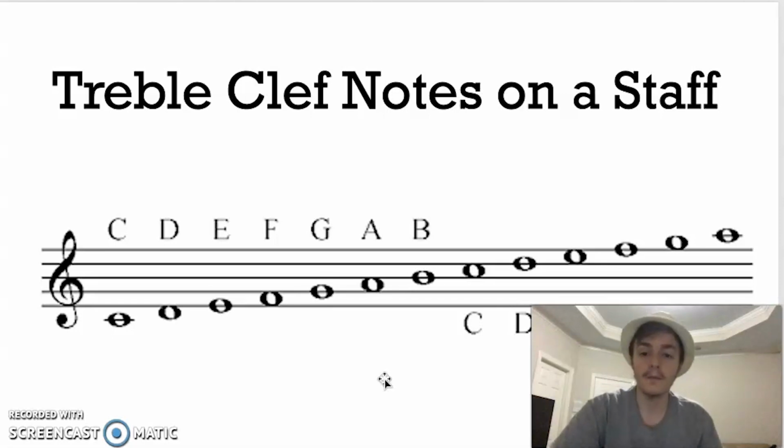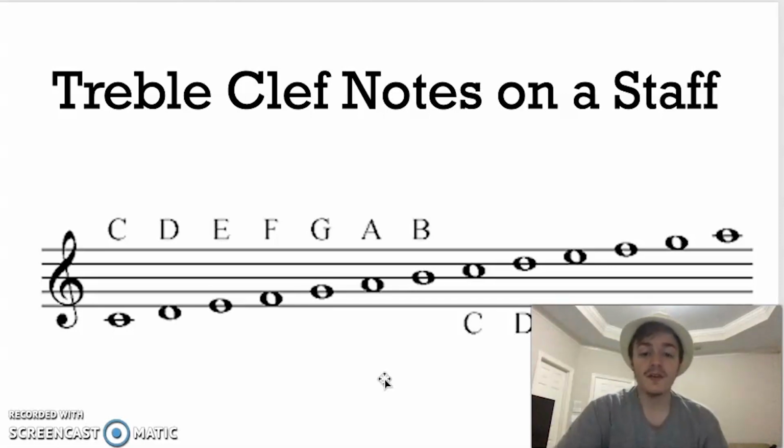Now you can come up with many different mnemonic devices to help you figure this out. The one I learned in school, which we're going to use today, is going to be every good boy does fine. Pretty simple. So if you're looking at a line from the bottom up, it's going to be every good boy does fine. That's how you can figure it out.